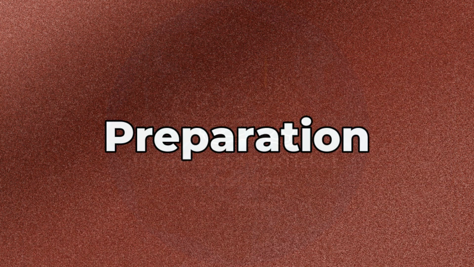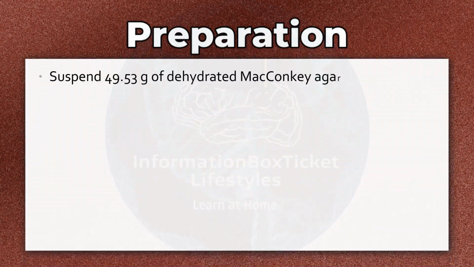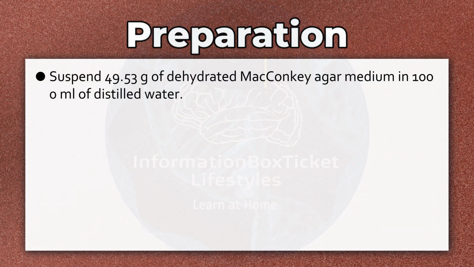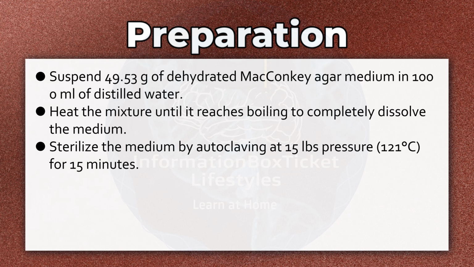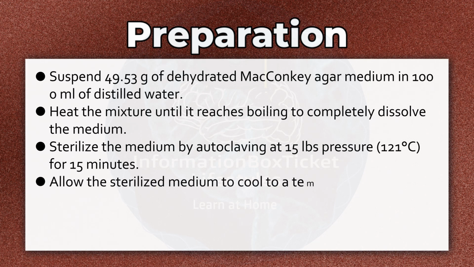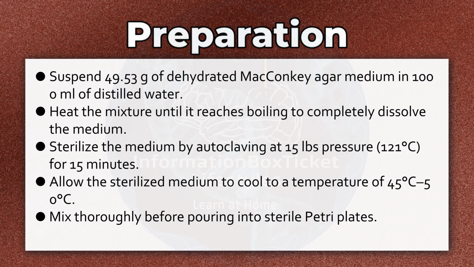Preparation of MacConkey Agar. Suspend 49.53 grams of dehydrated MacConkey Agar medium in 1,000 milliliters of distilled water. Heat the mixture until it reaches boiling to completely dissolve the medium. Sterilize the medium by autoclaving at 15 pounds pressure, 121 degrees Celsius, for 15 minutes. Allow the sterilized medium to cool to a temperature of 45 to 50 degrees Celsius. Mix thoroughly before pouring into sterile Petri plates.